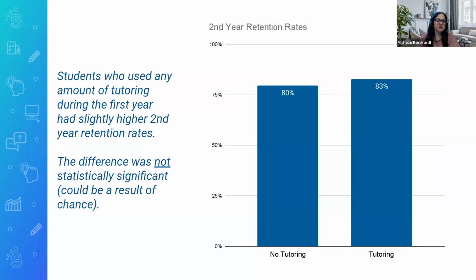What we found, the tutoring group did have slightly higher retention rates, but this result was not statistically significant. Statistics, it's all probabilities, right? So we didn't reach the level that you need to say that this is the result of tutoring. So it was not statistically significant, which means it could be a result of chance. It could be the result of other characteristics or factors not mentioned here. And it could also just be that the sample size was too small to gauge the statistical significance. So this is something we might want to look at in the future with a larger sample.